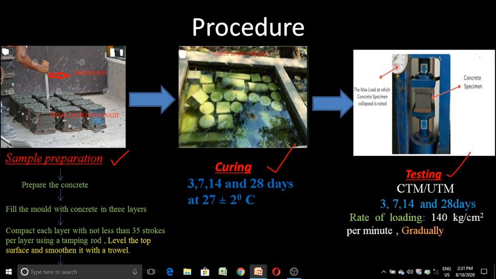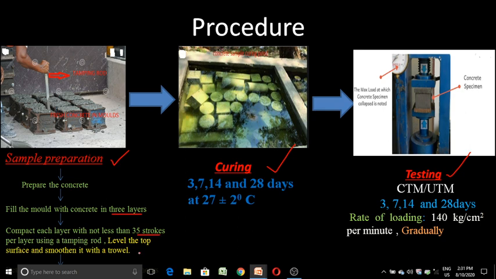We have to prepare the concrete first, and that concrete will be prepared based on the mix proportion given and the grade of concrete we are designing. Then we have to fill that freshly mixed concrete into the concrete molds, which may be in the shape of a cube. The cube generally used is 150 mm by 150 mm by 150 mm in size, and it will be filled in 3 layers. Each layer is compacted by giving strokes with the tamping rod. The number of strokes should not be less than 35 in each layer.